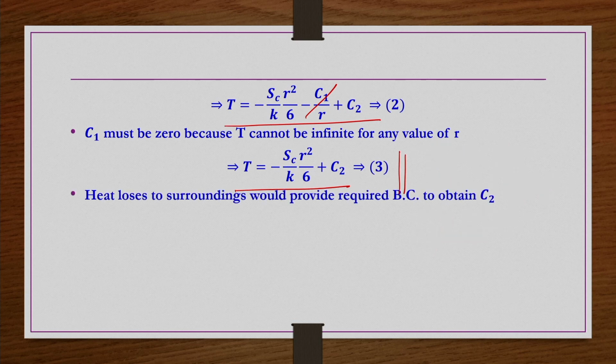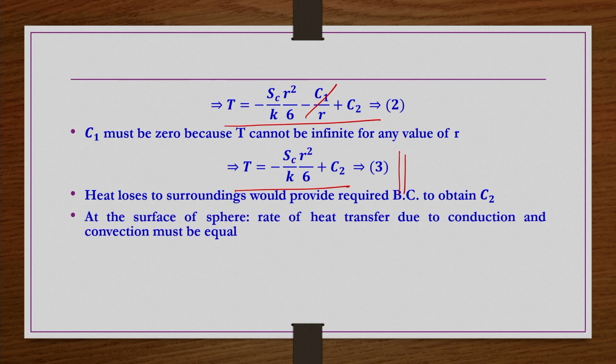So, heat losses to surroundings would provide the required boundary condition to obtain C2. What are the heat losses that we have to find out? At the surface of the sphere, the rate of heat transfer due to conduction and convection must be equal in order to find out the new boundary condition to get this C2. So, we have to find out the rate of conduction at the surface as well as the rate of convection at the surface to get a final boundary condition.